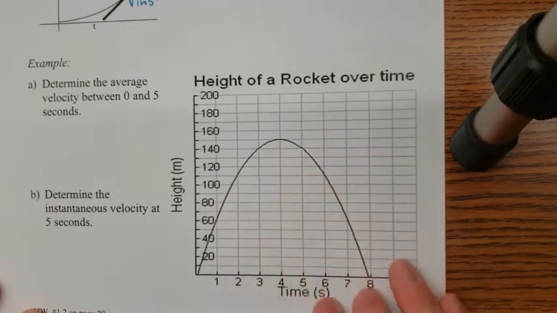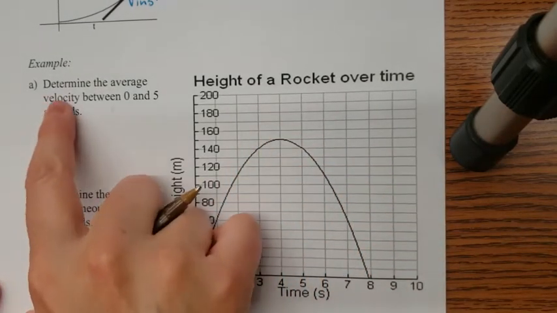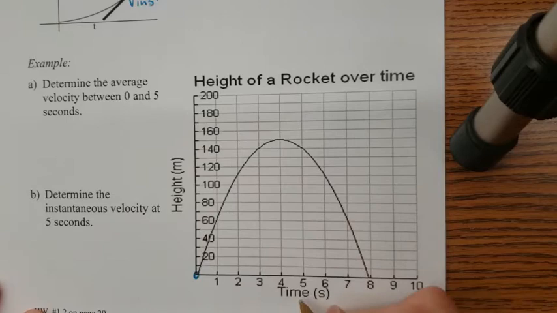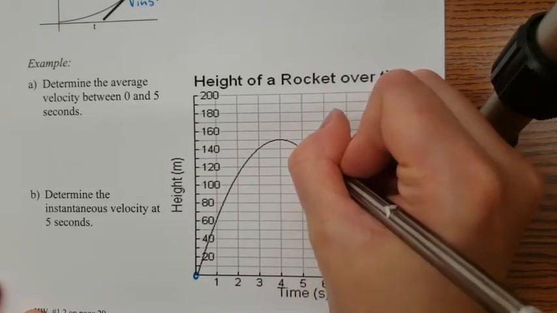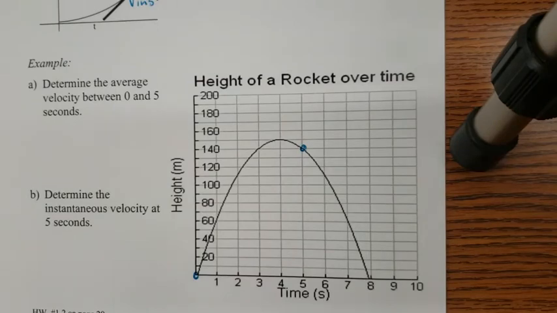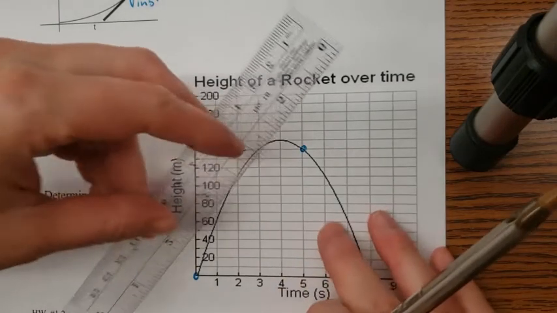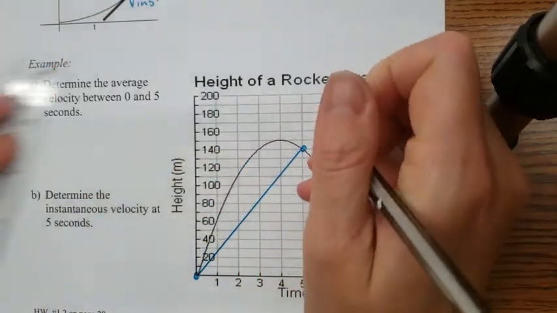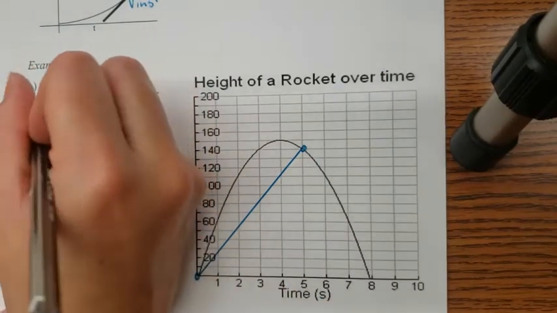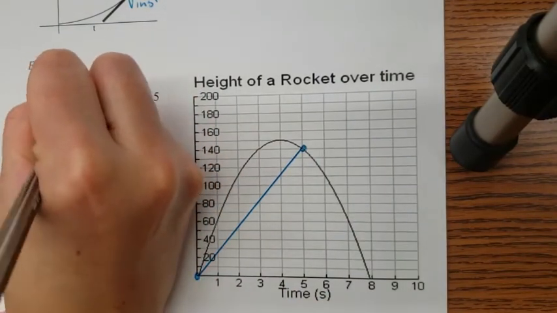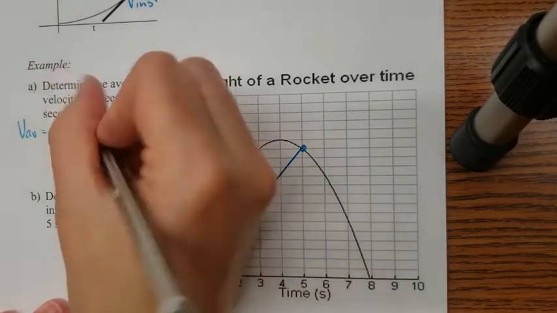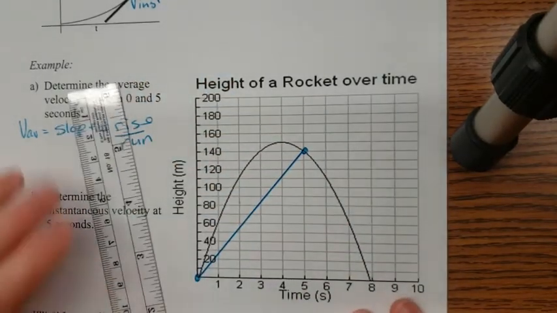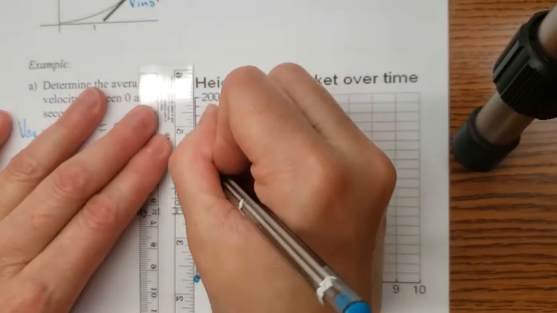Let's practice some examples. So I have this graph here, and it says determine the average velocity between 0 and 5 seconds. So I put a dot at 0, I find 5, I put a dot at 5, because average said the slope of the line joining 2 points. I now draw my line connecting the two, and I want to figure out the slope of this line. Well, I know that V average is equal to slope, which is equal to the rise over the run. I now need to figure out my rise and run.